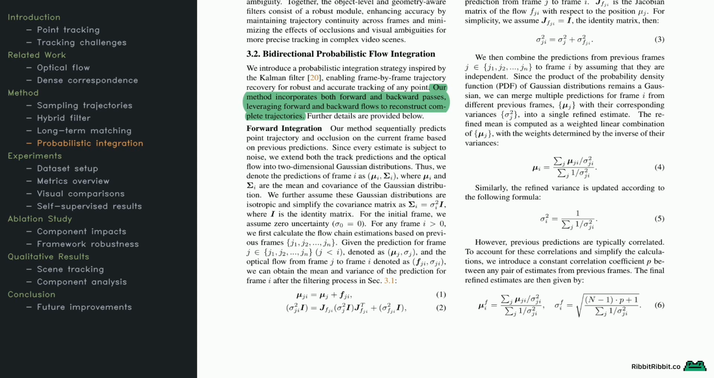Next, the authors talk about the probabilistic integration method, inspired by the Kalman filter. They treat each flow prediction as a Gaussian distribution, with a mean and variance. By combining these distributions, they refine the predicted location of each point in the next frame. If one prediction is much more confident than another, it gets a higher weight. This process continues frame by frame, gradually updating the point's estimated position. It also accounts for how much each frame's prediction aligns with the others. They use a constant factor to handle correlations between frames, so if the motion is consistent over a span of time, the model trusts it more. This approach boosts both accuracy and reliability in trajectory tracking.